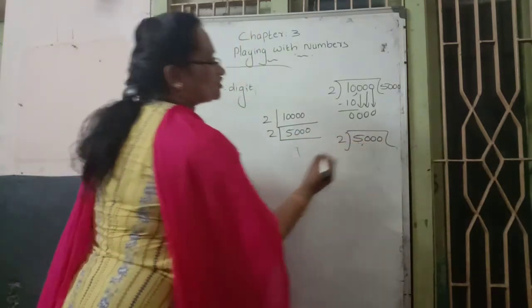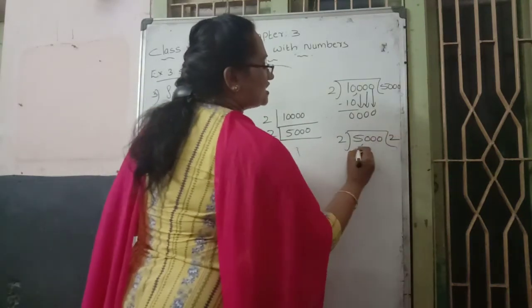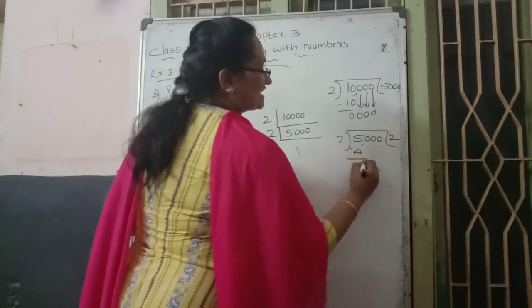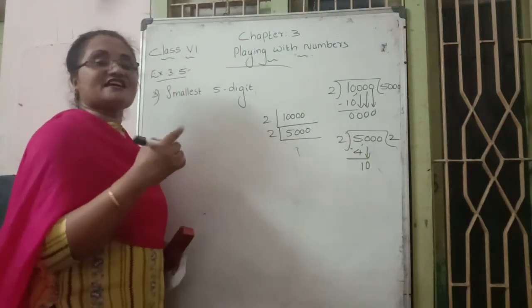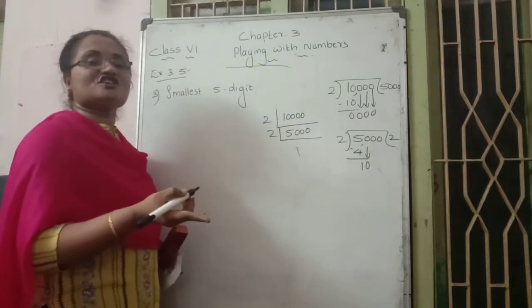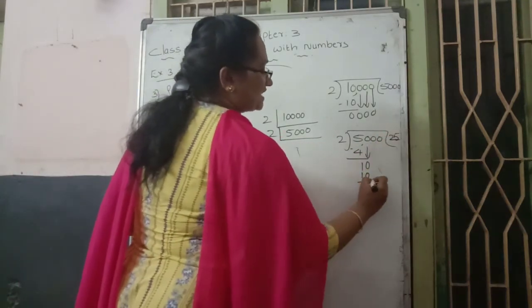First place 5. 2 table 5, properly note the nearest answer. 2 2s are 4 is the product, then subtract. Next number, bring down and write it on the right side of the remainder. So 1 changes to 10. 2 table 10 is 5 times. Then subtraction, 2 times 0.